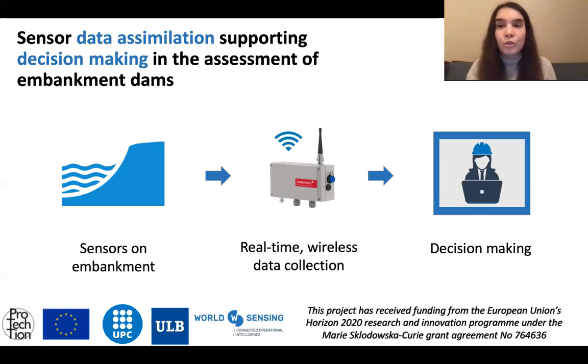For example, if we're not sure about some values of properties, mechanical or hydraulic, of the materials that are in the dam, we might use data assimilation, this procedure, to do that. In this way, we might be able to correct our model and make it more accurate and therefore more reliable. I think that using this type of smart tool and smart technologies might be a real game changer for the safety of embankment dams.